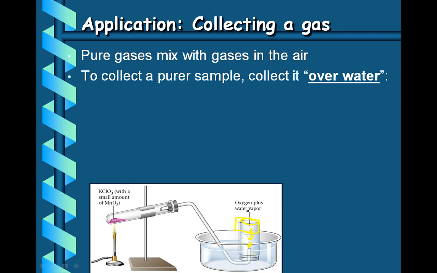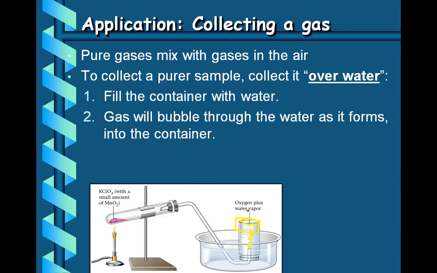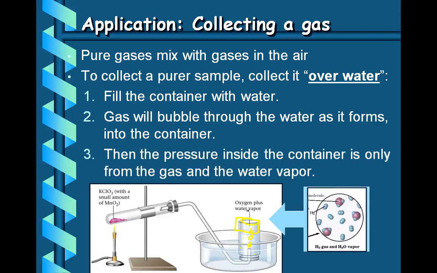So this is a situation where Dalton's law would apply because there's two different gases mixed together, and we want to know the pressure of just one of them. So what we've done is we've filled that container with water, we've bubbled the gas through the water as it's formed, and we've collected it into the container. So here's a visual of what's inside that container. We have oxygen gas that was generated by heating up our potassium chlorate, and then we have water molecules that have been present because of the fact that they're being collected over water.